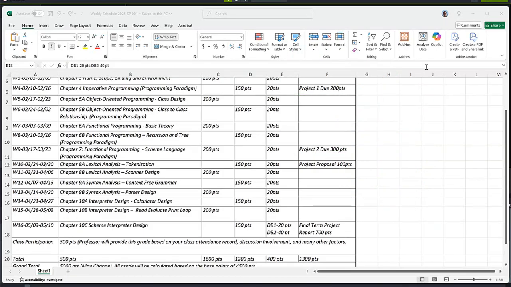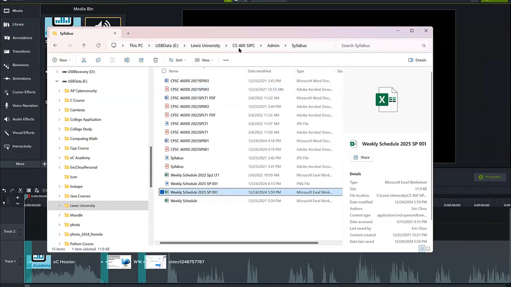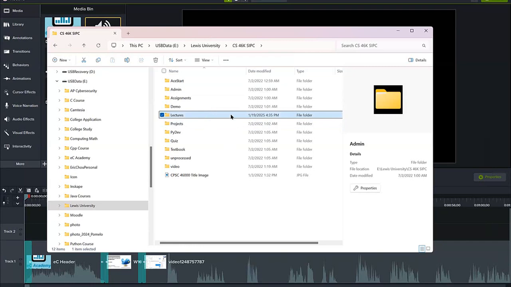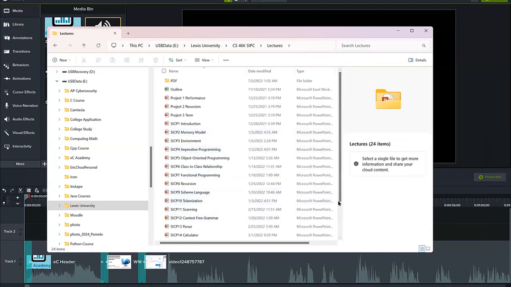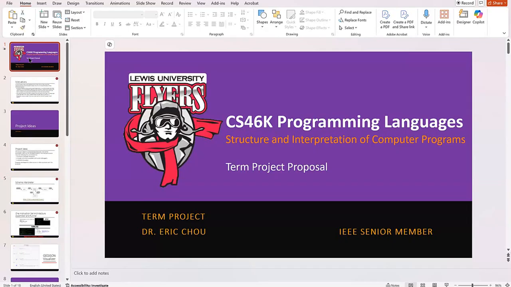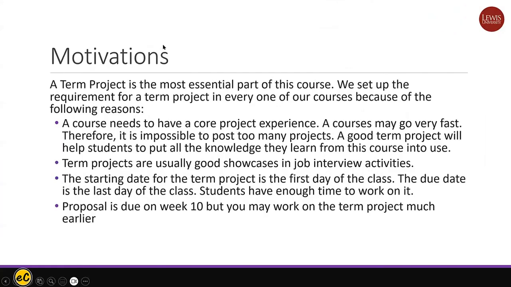Okay, now the final project. Let's talk about the final project. The final project is usually where more questions come from. So what is our final project? Our final project is usually an open topic. Open topic means you can do whatever you want as a term project. Even though we say you can do anything, it still has a boundary. It needs to stay within the boundary of the programming language course.